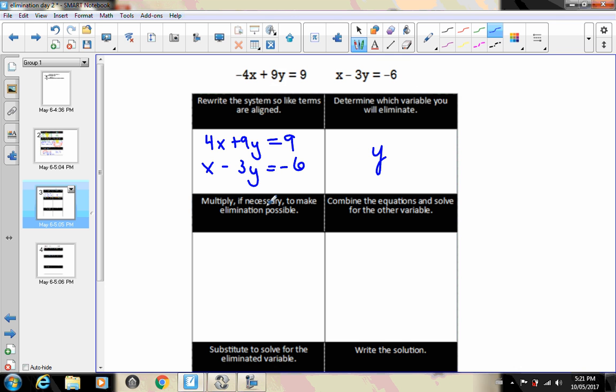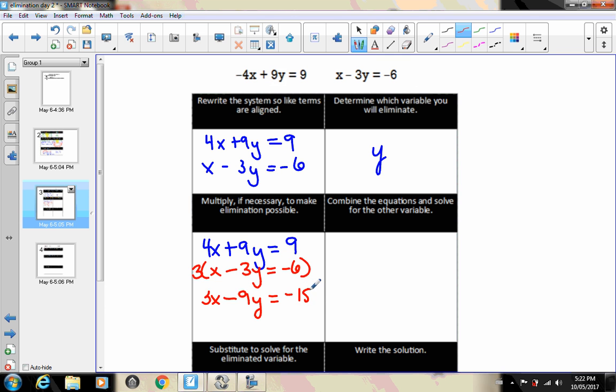So it says here, multiply if necessary to make elimination possible. My first equation is going to stay the same. So I'm going to write 4x plus 9y equals 9. My second equation here, I want to eliminate y, so I have to make this 3 become a 9. Well, how can I do that? I can do 3 times 3 gives me 9, which means I'm going to take this 3 and I'm going to multiply it by everything inside that equation. So when I multiply that 3 in, I will get 3x minus 9y equals negative 18.